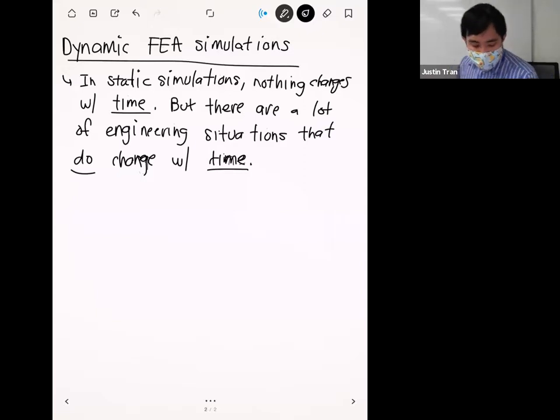Okay. And so for these kinds of problems, you can model them as a static problem, and so you can do what's called a pseudo-static simulation, but it's never going to be exactly right. And so in order to really simulate these situations that change with time, you need to run what's called dynamic simulations.